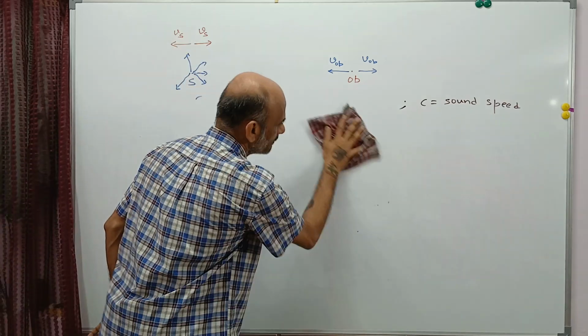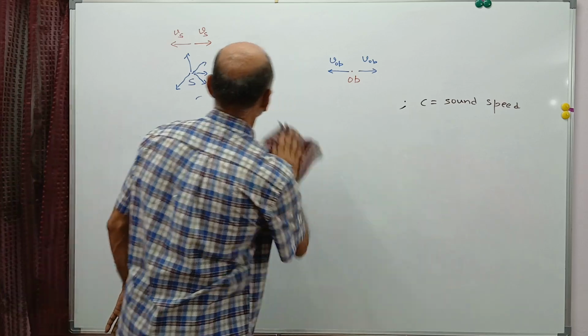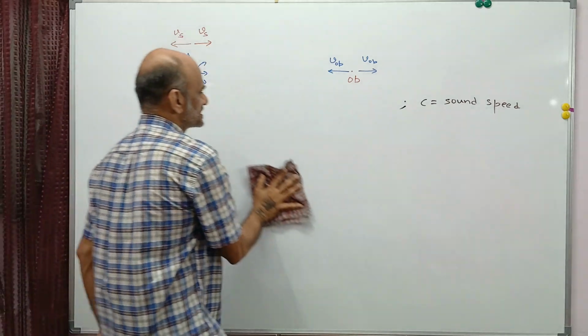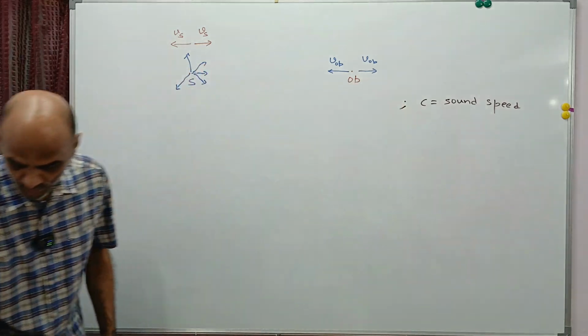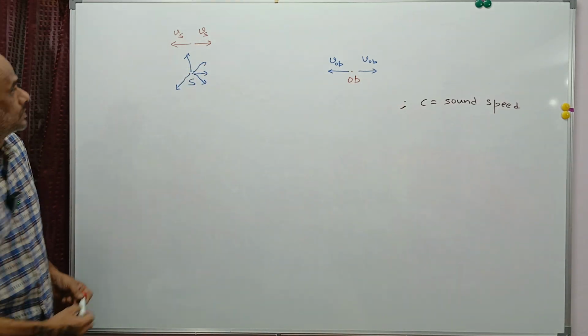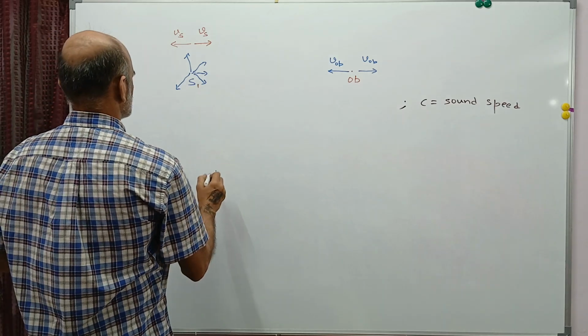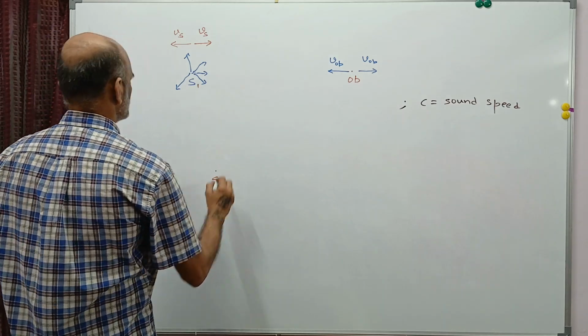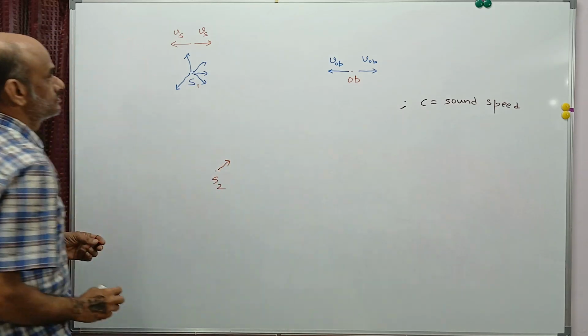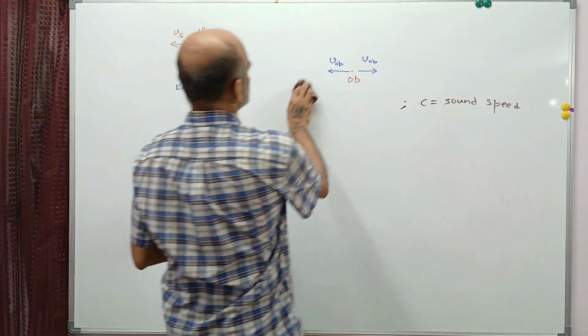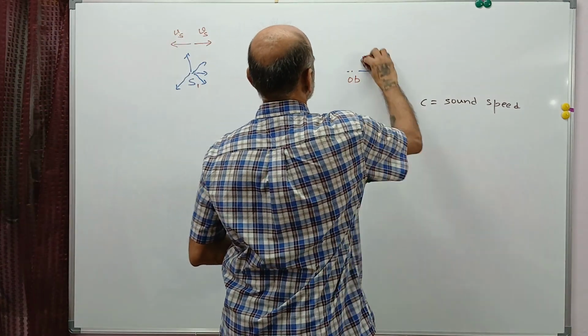That will happen when we have two sounds where everything is the same except the frequency is slightly different. Let me call this source 1. There is one more source of sound, S2, which is also emitting sound waves. So this observer here will receive sound from both the sources.